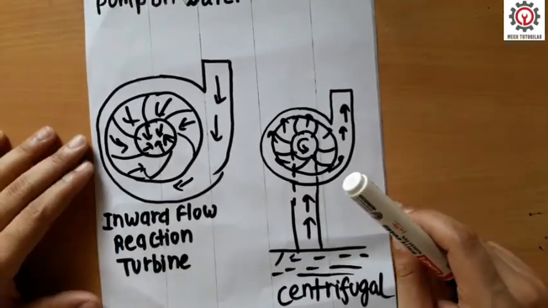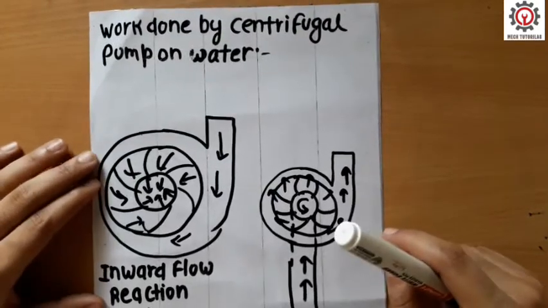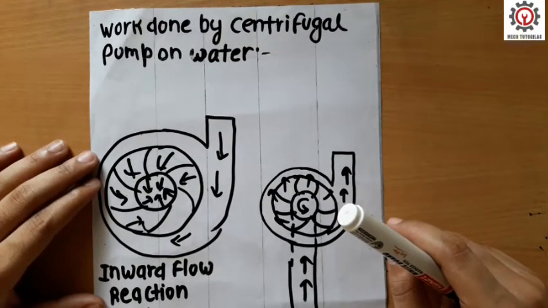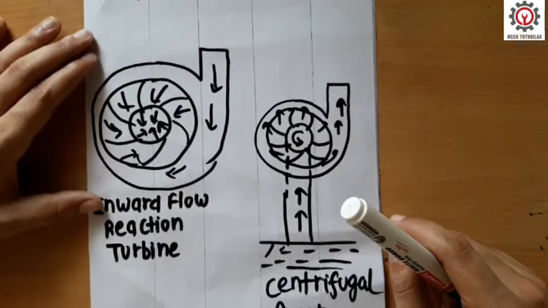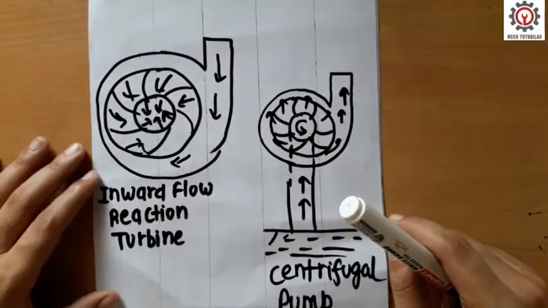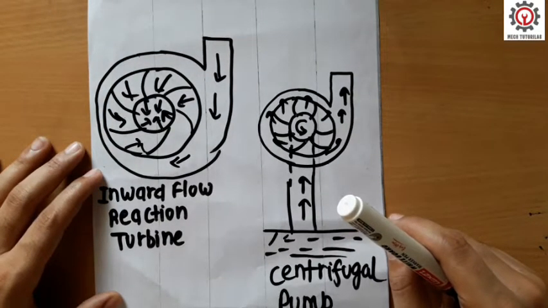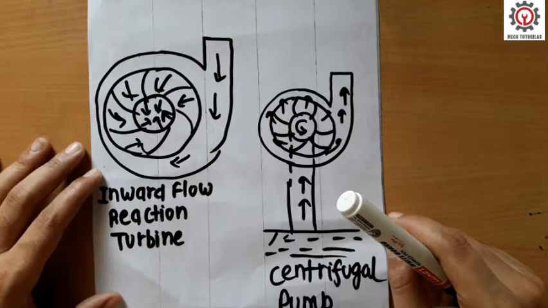My name is Arnav, and in today's video we will derive an expression for work done by a centrifugal pump on water. Before starting the derivation, it is very important to know how water flows in a reaction turbine and a centrifugal pump. We discussed both in previous videos, but for deriving this expression I am telling you this again.